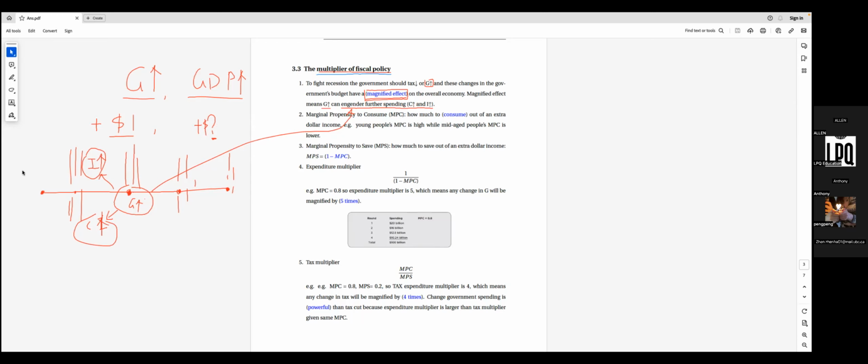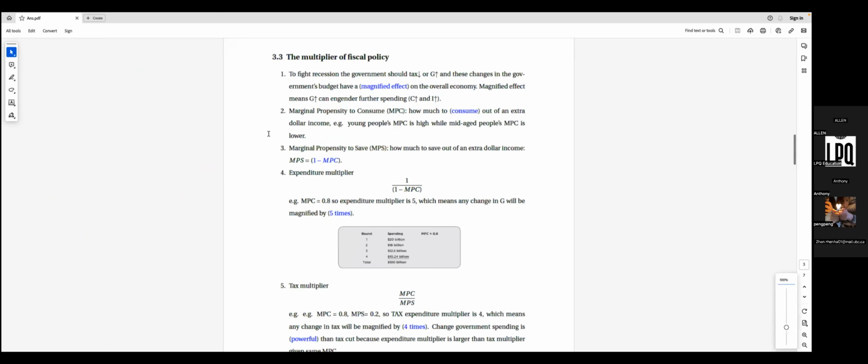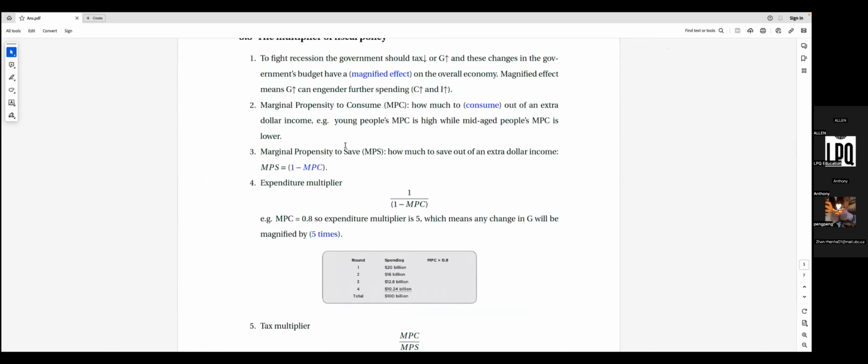How big is the question mark really depends on one more term, called MPC and MPS. So first, let's define what MPC is. Marginal propensity to consume, for short, MPC. The MPC is about how much you consume out of an extra dollar of income. Let's have an example. If you can increase your income by $1, if you make one extra dollar, on average you spend 80 cents more. So that means your MPC equals 0.8. You just use 0.8 divided by $1, so you get 0.8.